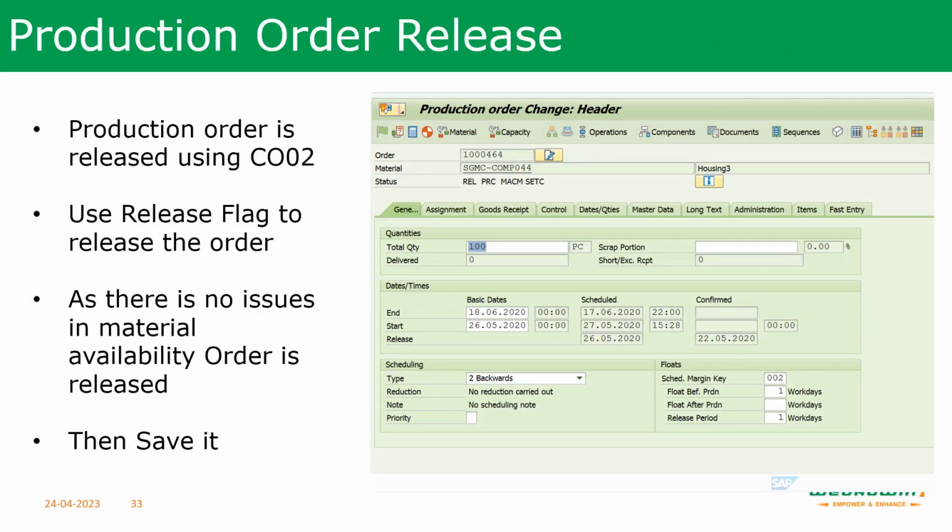The next step is to release the production order, that is CO02. Use the release flag to release the production order. As there are no issues in material availability, the order is released, then we have to save this production order. Now the order is released.